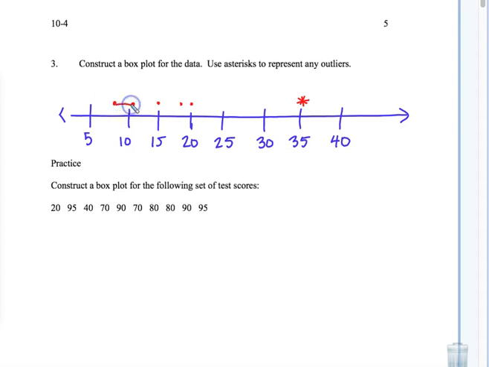What you do is you draw a line in from your min and your max to your Q1 and your Q3. And then here you create the box around Q1 and Q3 and draw a line through Q2. What this does is it describes where your data is heavy. You can see 35 is an outlier. You can see 15 is the middle.